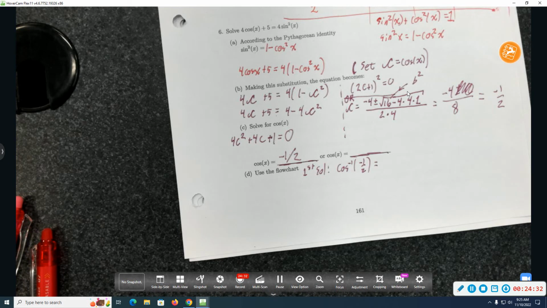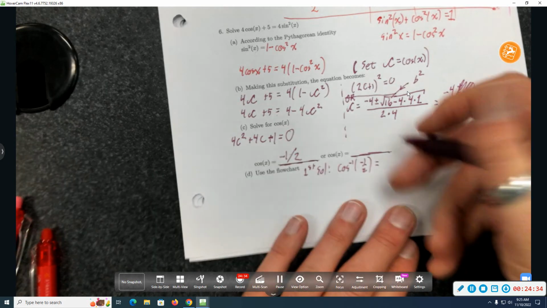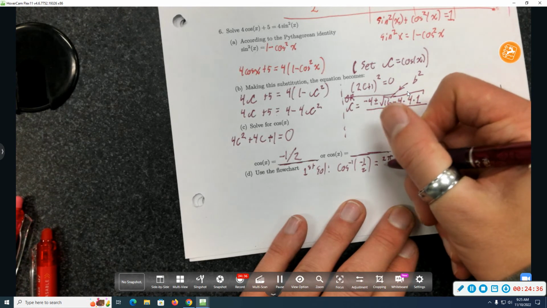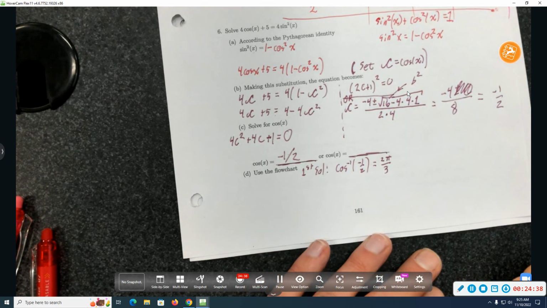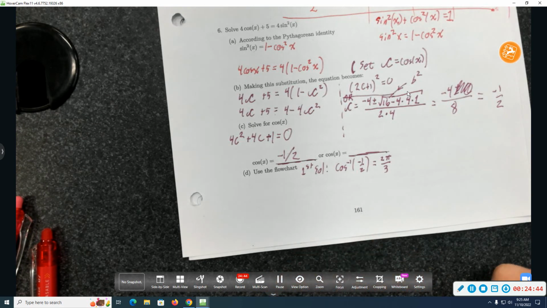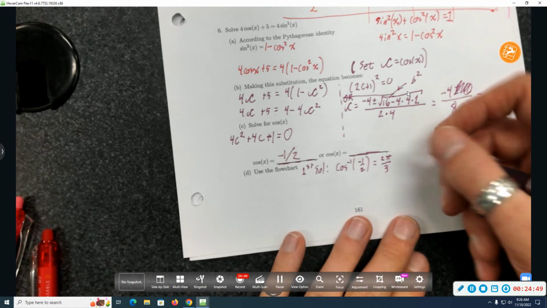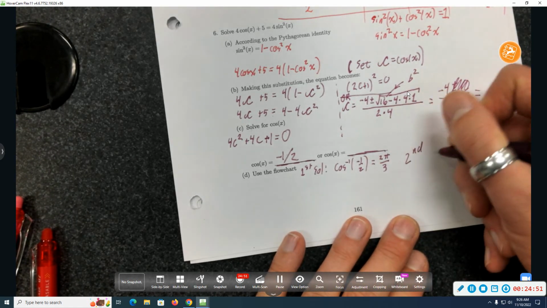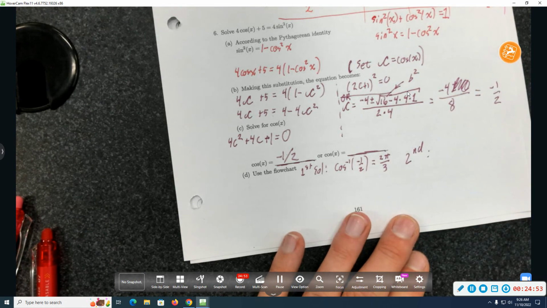I hear a pi over 3. 2 pi over 3. That seems more reasonable. 2 pi over 3. Taking a look at the unit circle, people agree? Nice. I don't want to pull up my unit circle, but yeah, that sounds right. So there's one solution. What's the other solution that you see on the unit circle or by doing some trickery?